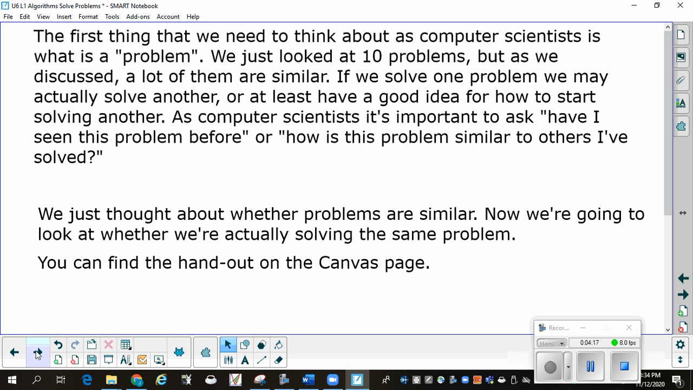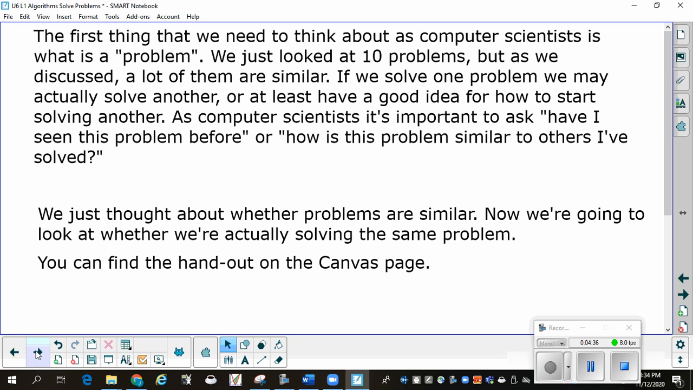As computer scientists, it's important to ask, have I seen this problem before, or how is this problem similar to others I've solved? We just thought about whether problems are similar. Now, we're going to look at whether we're actually solving the same problem.